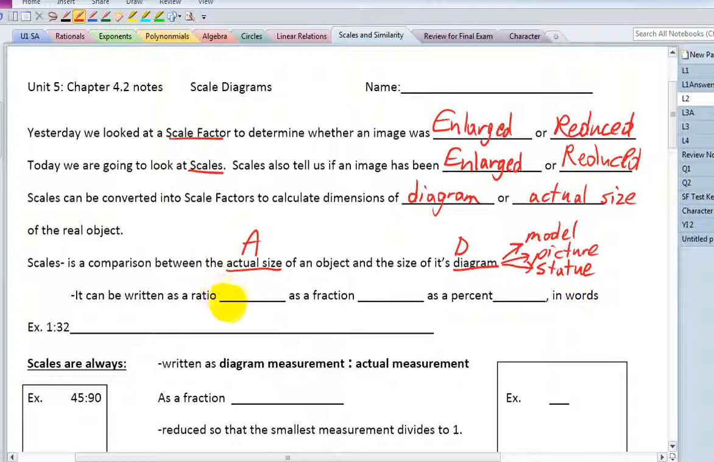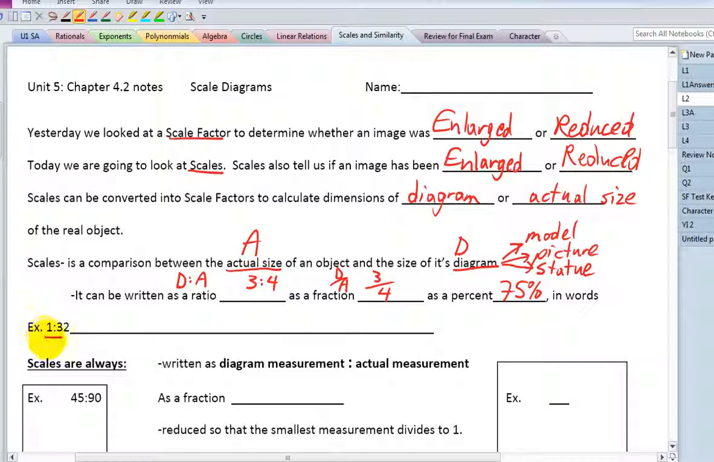So we can write this as a ratio, D to A, for example, 3 to 4. Or as a fraction, the 3 goes on top, the 4 goes on the bottom. So it would be D over A. We can also write it as a percent. 3/4 is 75%. We don't use the percent too much. Sometimes we use the fraction, but often we're going to use a ratio.